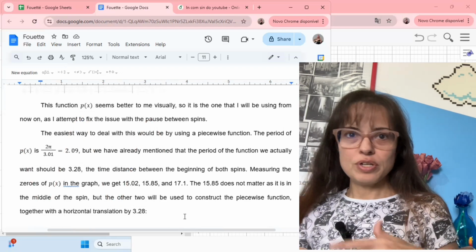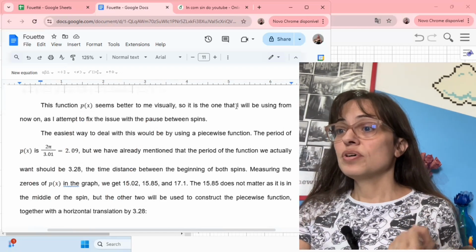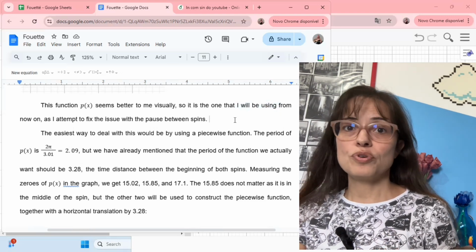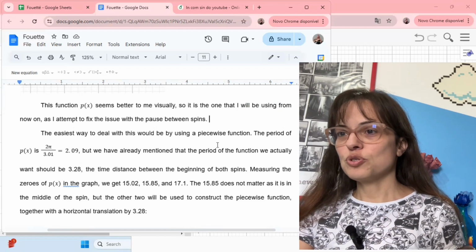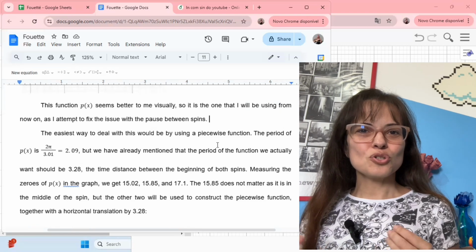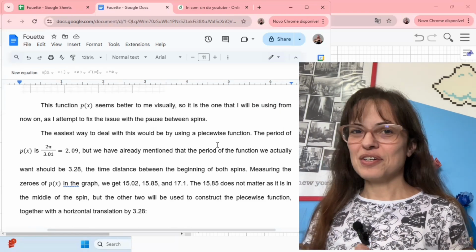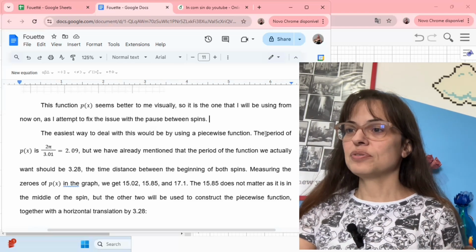So that's the only reason why I chose to work with P instead of H. It is the one that I will be using from now on as I attempt to fix the issue with the pause between the spins. The easiest way to deal with this would be by using a piecewise function. Piecewise functions are so easy and simple, but I see so many people be scared of them. I don't think that is justified at all. This would be the simplest way to handle this.